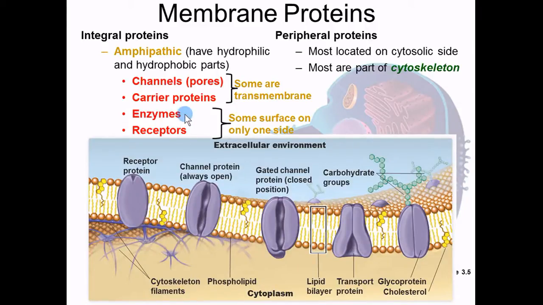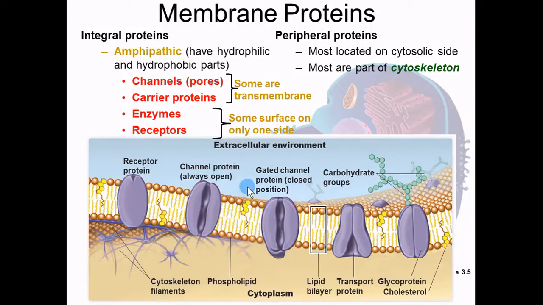The integral proteins are amphipathic. So part of them loves water out here and out here. Part of them loves fat in the middle. So they get stuck in here so that the outside surface stays water-loving, inside surface stays fat-loving. Right? Here are some of the key things they make. They make channels. So a channel or a pore means it allows things from outside to get in or inside to get out. It makes a carrier protein.